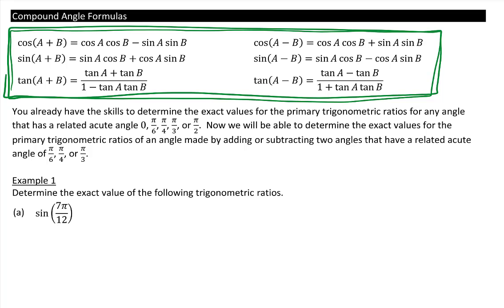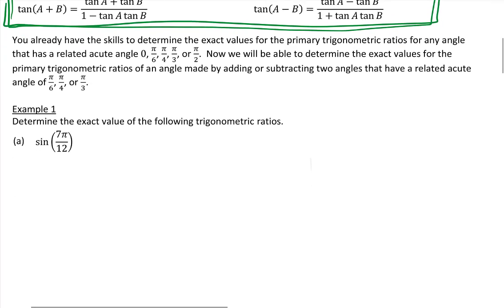So we already know how to determine exact values for any angle that has a related acute angle of 0, pi over 6, pi over 4, pi over 3, or pi over 2. With these compound angle formulas, we will be able to determine exact values for angles made by adding or subtracting two angles that have a related acute angle of pi over 6, pi over 4, pi over 3. So let's look at how we can do that.